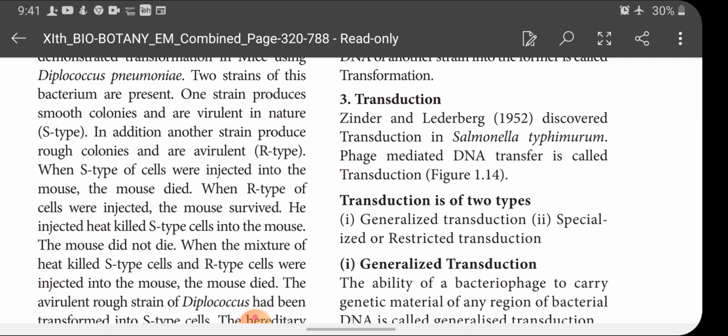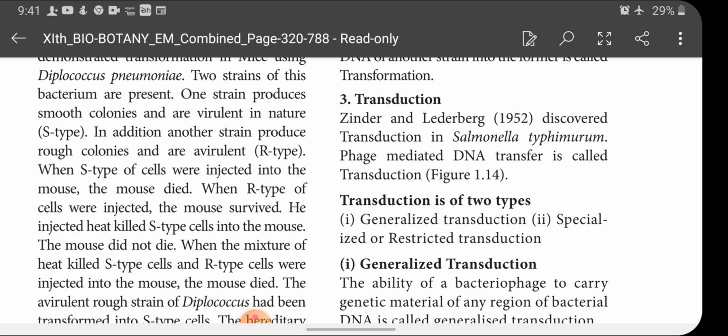Next one is transduction. Zinder and Lederberg discovered transduction in Salmonella typhimurium. Phage-mediated DNA transfer is called transduction. The genetic material of one bacterium is transferred by a virus, called what? Phage-mediated DNA transfer. When a bacteriophage transfers the genetic material from one bacterium to another bacterium, it is called transduction.